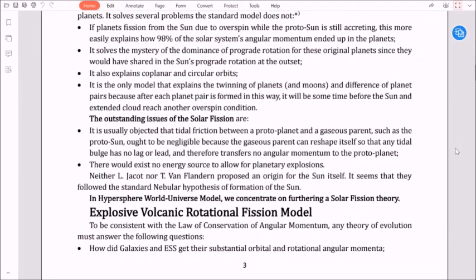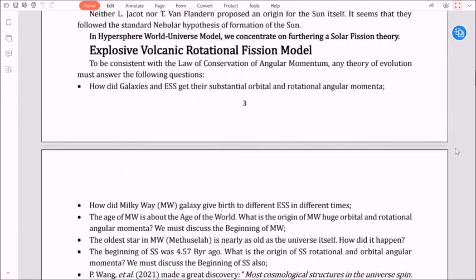To be consistent with the law of conservation of angular momentum, any theory of evolution must answer the following questions. How do galaxies and extrasolar systems get their substantial orbital and rotational angular momentum?